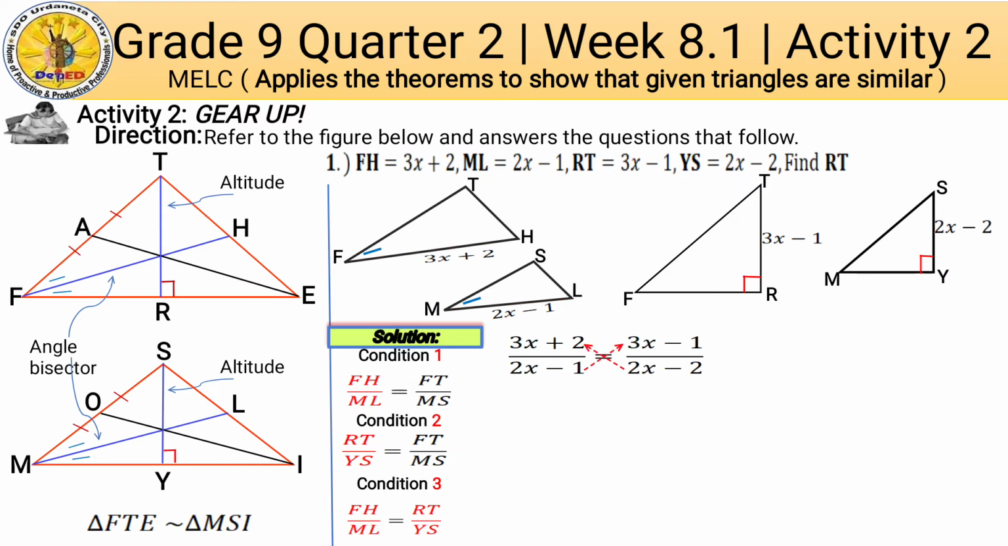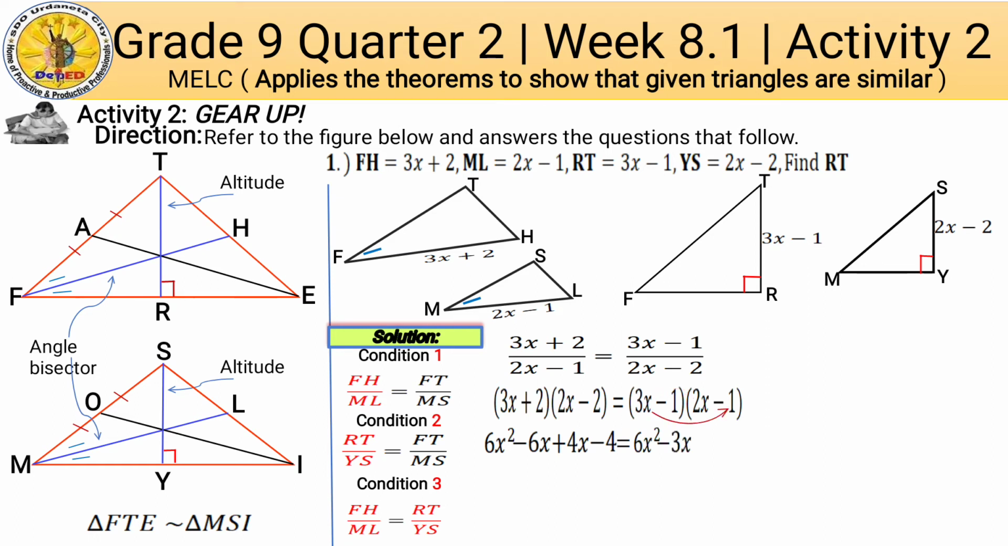cross multiply, using the FOIL method, getting the product of the first term, product of the outer, the inner, and the last term. Likewise, on the right side of the equation, product of the first term, product of the outer, the inner term, and the product of the last term.